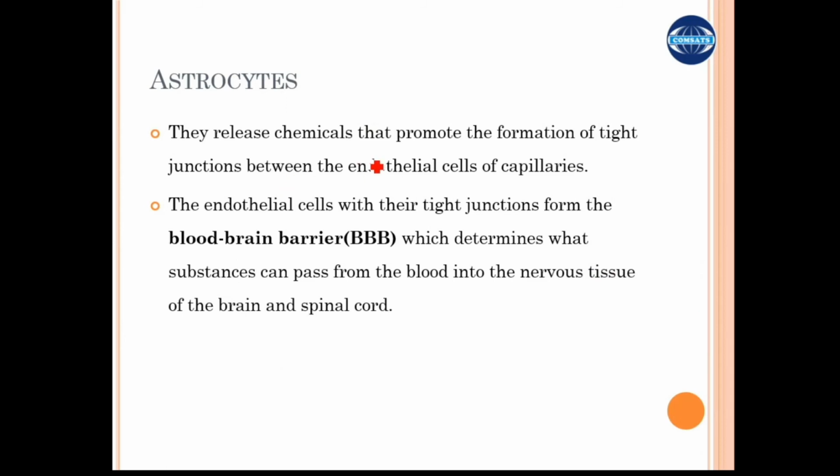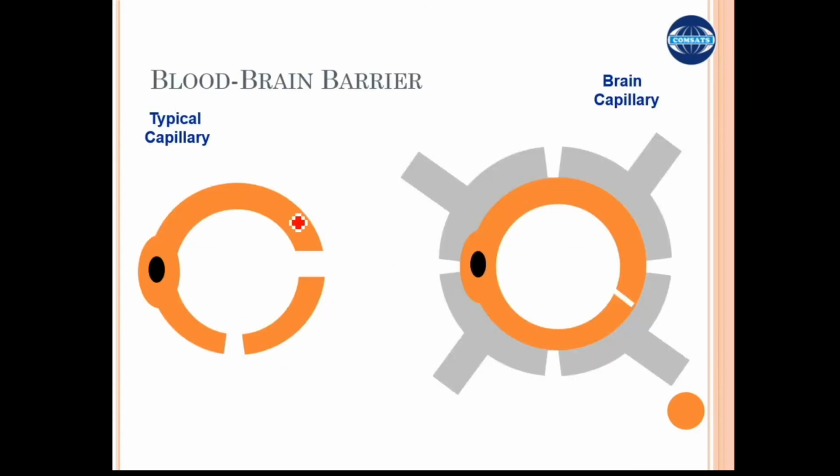They release specific chemicals that promote the formation of tight junctions between the endothelial cells of the capillaries, right? So these cytoplasmic processes release specific compounds and then wrap around the blood vessels. There you see this is a capillary in the microscopic diagram. This capillary is of the general body, which does not have any covering around it, and it has openings which can allow the diffusion of nutrients and waste materials in and out of the capillary freely.